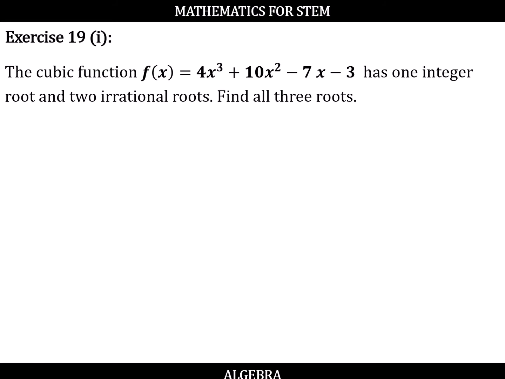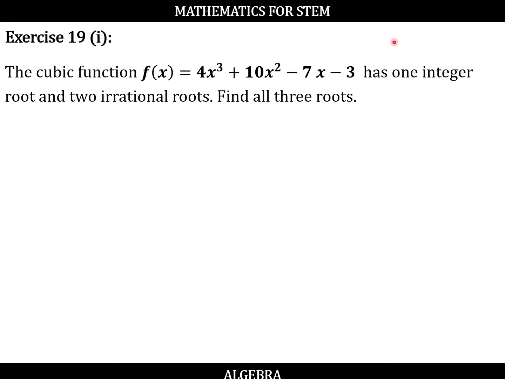Exercise 19, part 1. The cubic function f of x equals 4x cubed plus 10x squared minus 7x minus 3 has got one integer root and two irrational roots. We have to find all three roots. The integer root must be a factor of minus 3.